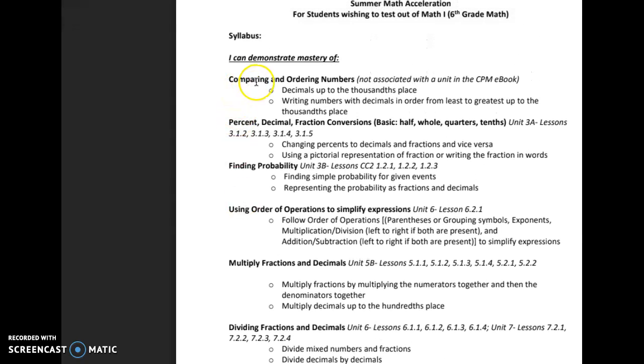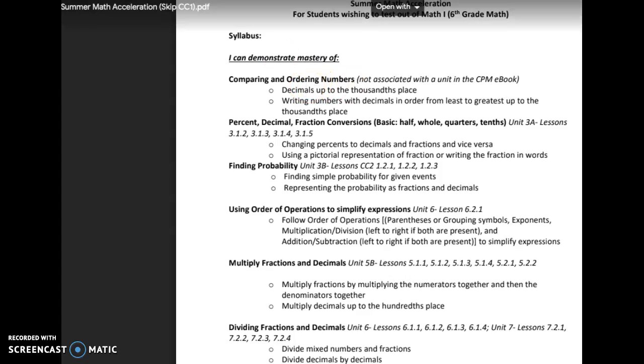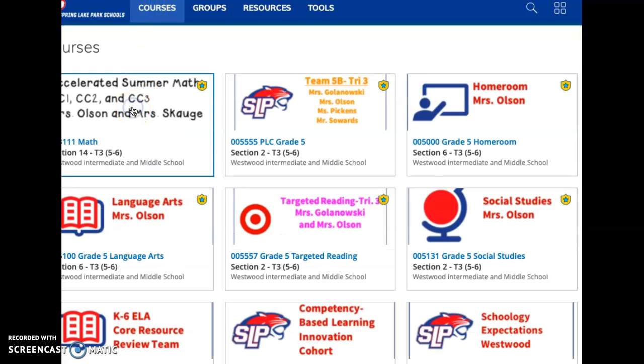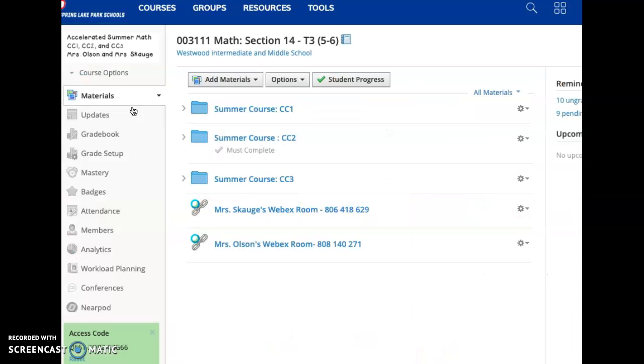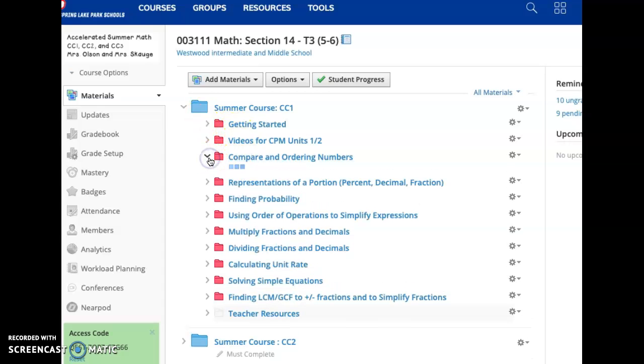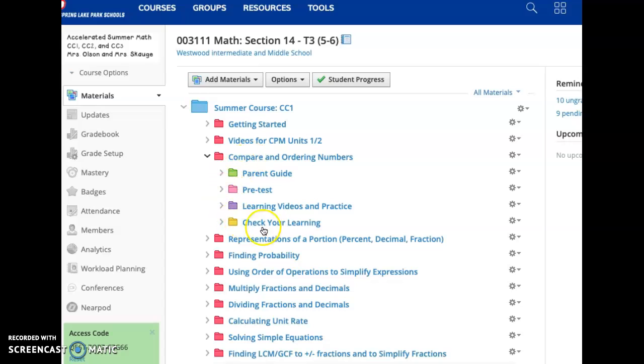For 6th grade, it says comparing and ordering numbers. Now you're going to see in parentheses here that it says it's not associated with a unit in the CP/M book. That is okay. What you will do is work on comparing and ordering numbers through Schoology. So this is the only one that doesn't correlate with CP/M. Make sure to go to your correct course, CC1, and go to comparing and ordering numbers. You will work through it here.